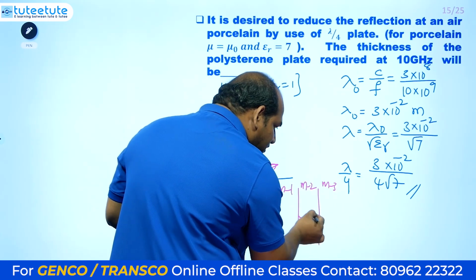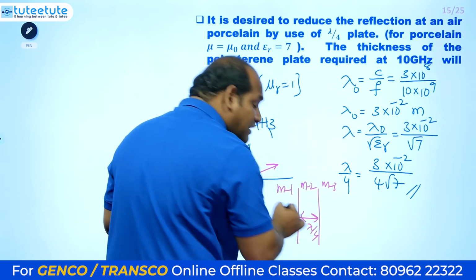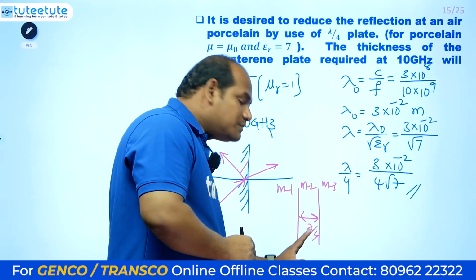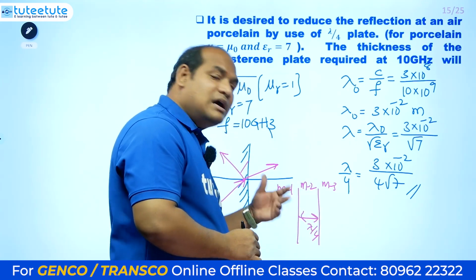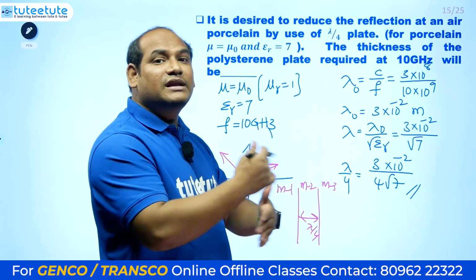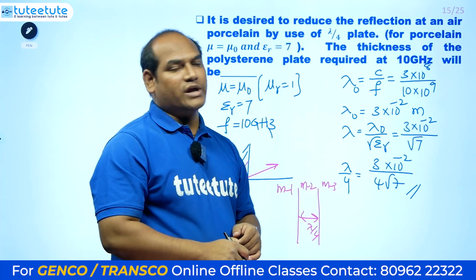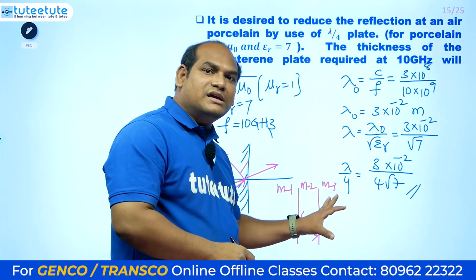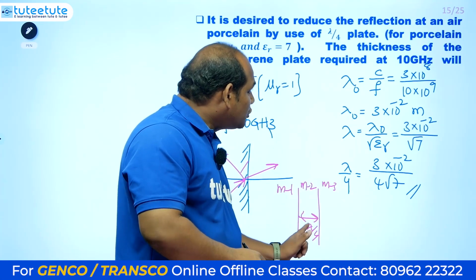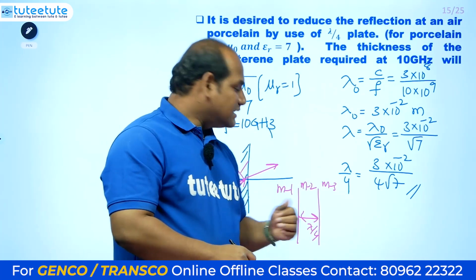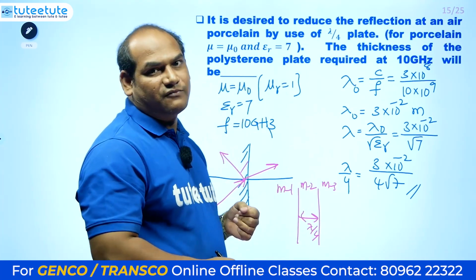This slab length must be equal to lambda by 4. Then what will happen is it will absorb the wave we have sent. Because of the presence of this slab, the reflections can be minimized. So this is the slab technique. This is related to this particular thing. This slab length must be equal to lambda by 4.